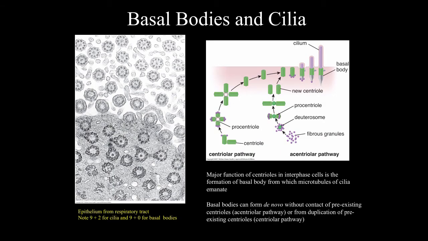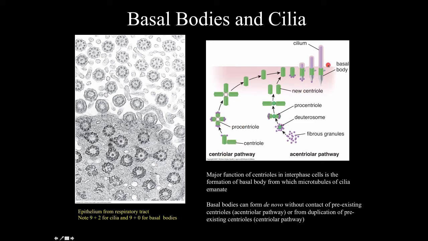As we've said, basal bodies form the microtubular organizing center for the tubules of the microtubular axoneme that would be in cilia. So a major function of the centrioles in interphase cells is the formation of basal bodies. And basal bodies can form de novo without contact of pre-existing centrioles. This would be the so-called acentriolar pathway, or basal bodies can form from the duplication of pre-existing centrioles, the so-called centriolar pathway. I don't care that you remember that.